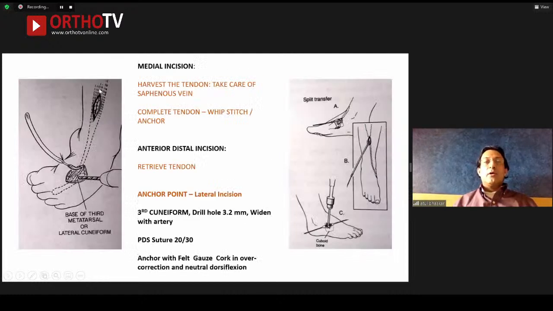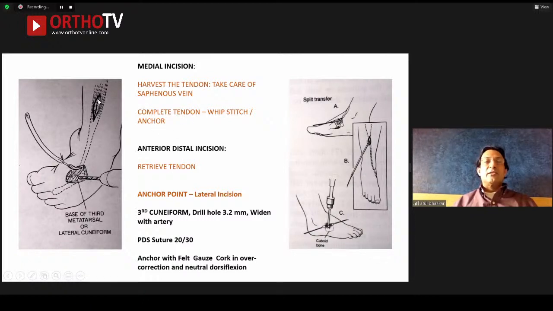But typically, I would do a 3-incision transfer. So you do a middle incision near the base of the first ray. Take care of the saphenous vein. Do a complete tendon transfer. So incise the tendon from the base. Take a whip stitch, or if the child is older, you can use an anchor.